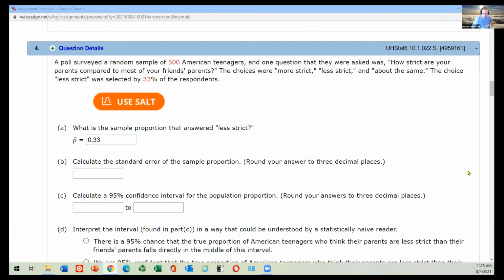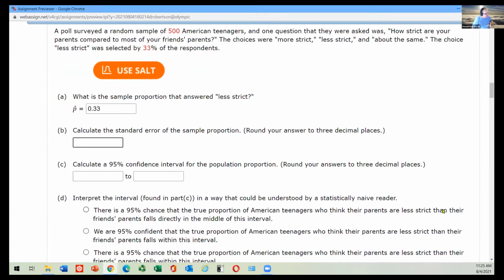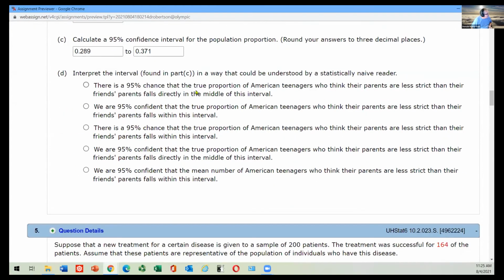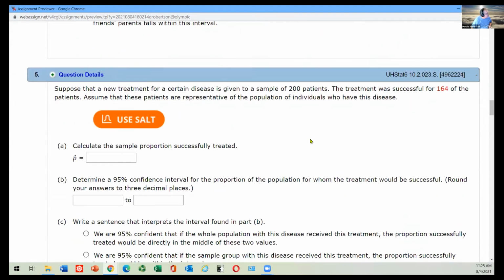So if I went here, the standard error to 3 decimal places would be 0.021. And if I was doing the confidence interval, the lower limit to 3 decimal places is 0.289. And the upper limit would be 0.371. And a really boring sentence, because isn't that the same blinking question that all the other ones tend to finish with? So it's going to be the same answers.